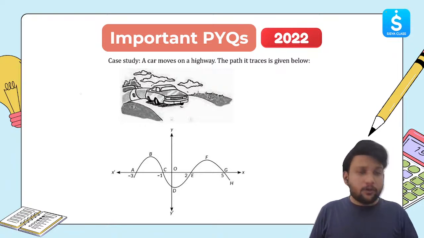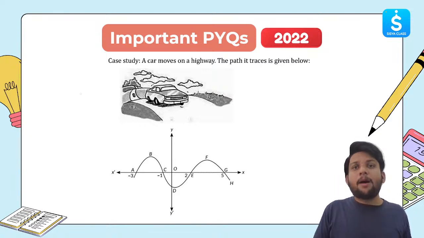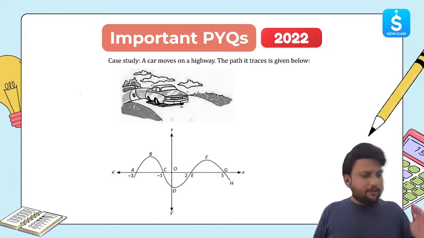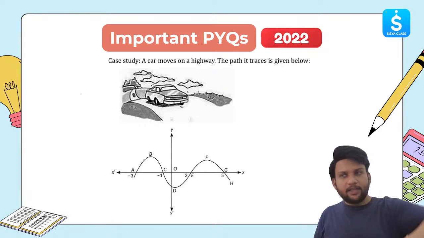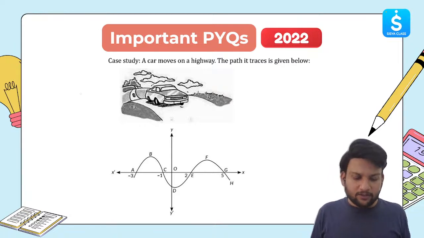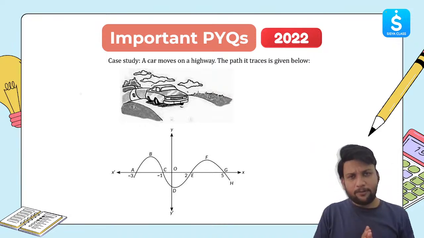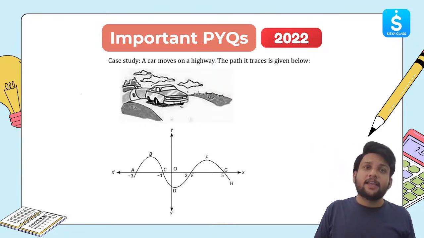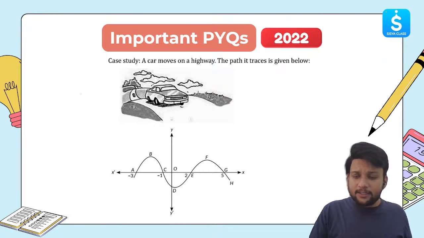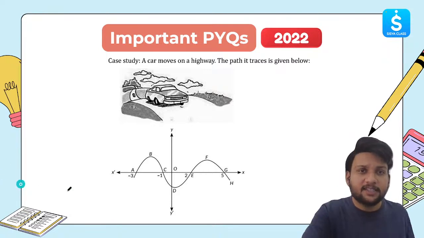What is this? A car is moving on a highway. The path it traces is given below. A highway, if you have been to the mountains or somewhere else, goes like this. Sometimes you have to go up, sometimes you have to go down. Yes or no? Okay, great. So what does it say? A car is moving on a highway. Its path is given below. So this is the path.